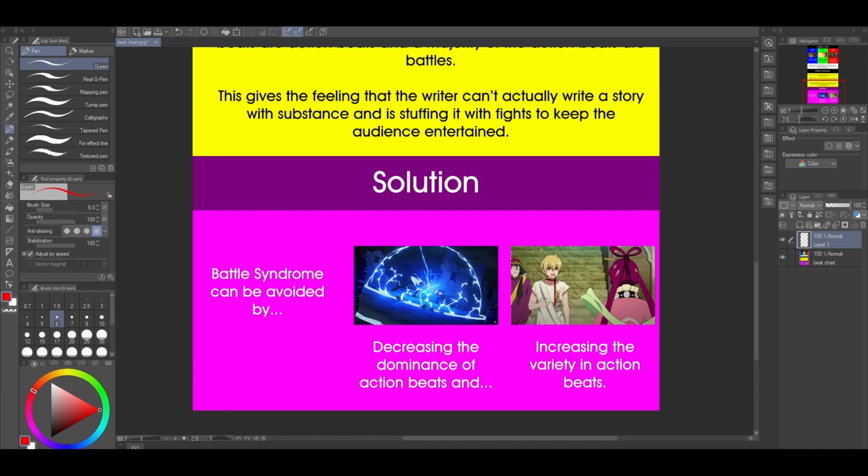And then increasing the variety in action beats, both Magi and FMA do that. For example, in the Lust arc, Roy was moving around his men as chess pieces and like strategizing, and that was an action beat, but it wasn't actually the characters fighting. And then in Magi, they have the characters talking about politics and trying to come up with a solution to what to do, and they're kind of arguing back and forth and trying to negotiate and debate. And that is a different version of an action beat. It's not just characters fighting.